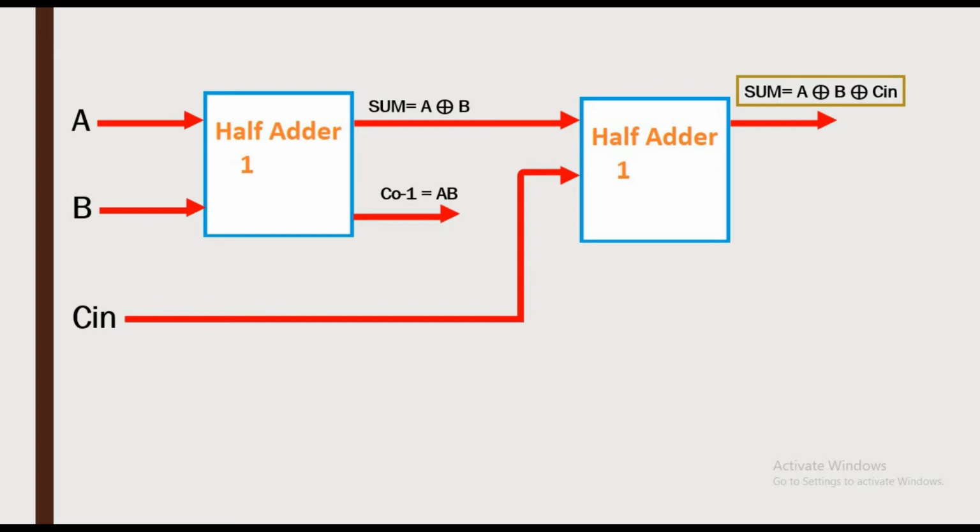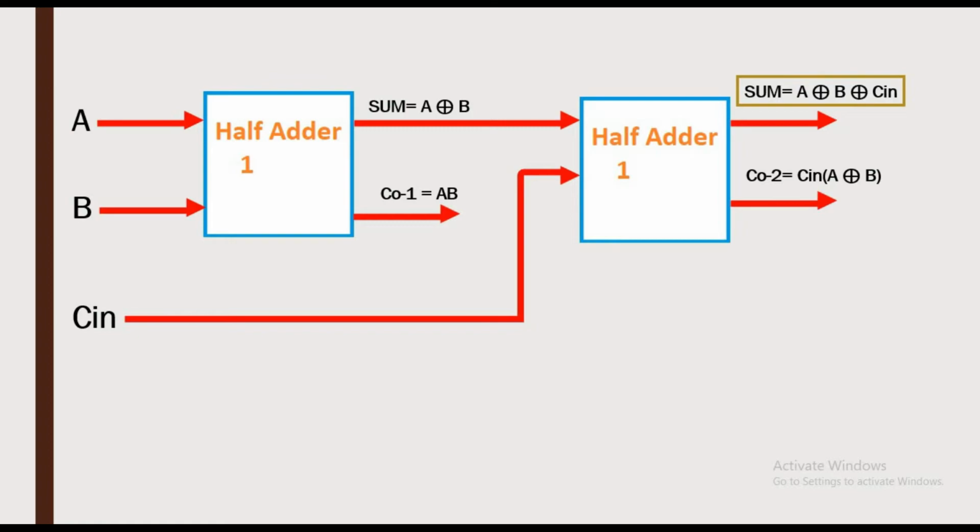So we can see that from the two half adder circuits we get the sum equation of the full adder circuit, which is sum is equal to A XOR B XOR C in. Now here we can see that carry out 1 is equal to AB, which is the multiplication of the two inputs. In the second half adder we have two inputs, A XOR B and C in.